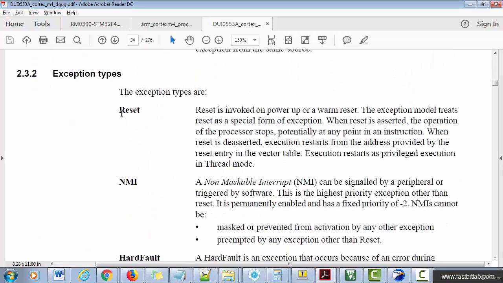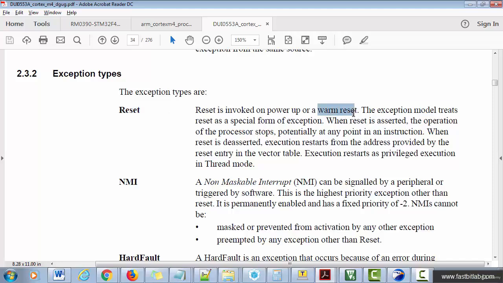Now let's go one by one. So what is reset? Reset is a system exception which is triggered on power-on reset or warm reset. The power-up reset is nothing but a reset circuitry in your hardware board. So when you give supply to your board, that reset circuitry will trigger the reset exception, or it will assert the reset signal of the microcontroller, which ends up causing this exception inside the processor.